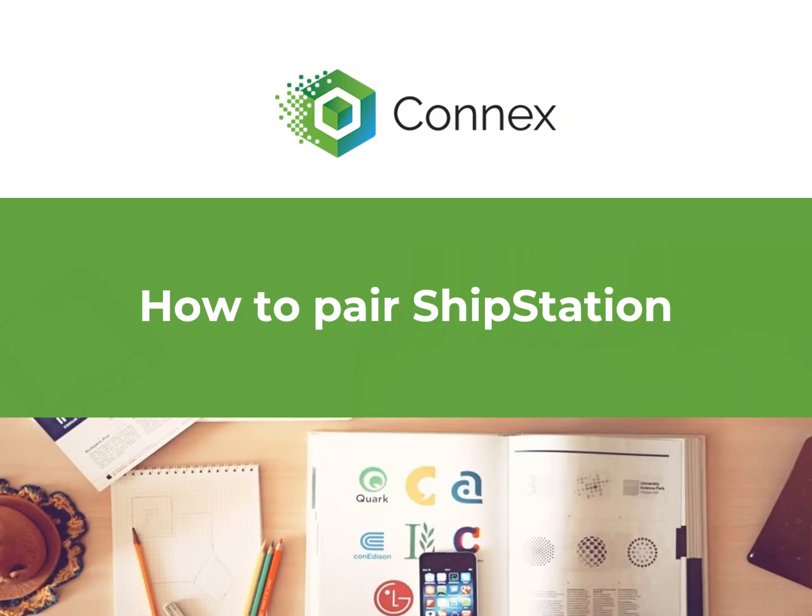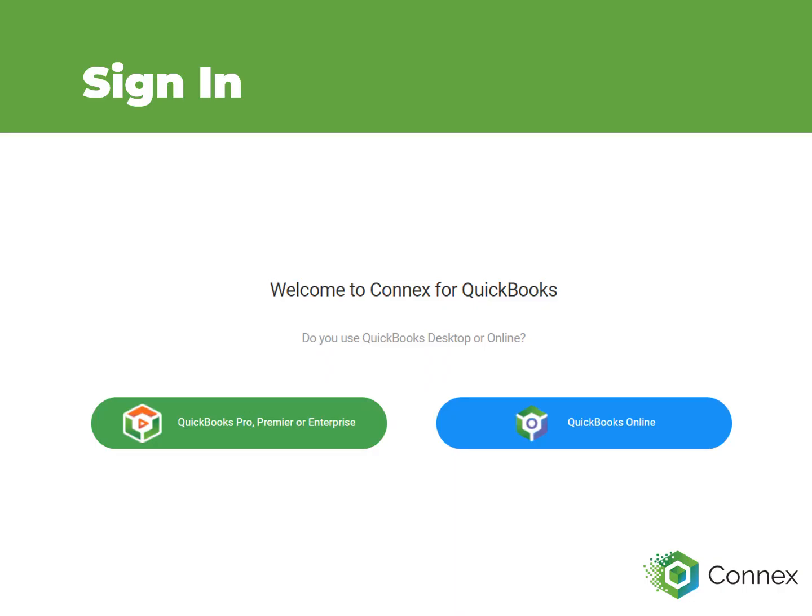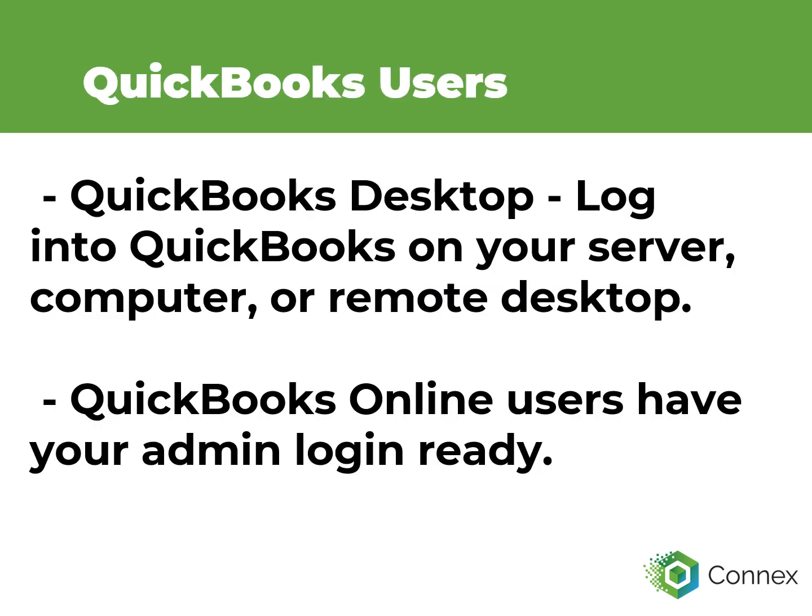Let's discuss pairing ShipStation. Your first step is to sign into Connex for QuickBooks. If you use Connex for QuickBooks Desktop, so the QuickBooks Pro, Premier, Enterprise editions, click the QuickBooks Pro Premier Enterprise button on the left. If you use QuickBooks Online, click the button on the right-hand side. If you're a QuickBooks Desktop user, log into QuickBooks on your server or your local machine and sign in as the administrator. If you're a QuickBooks Online user, have your QuickBooks admin login ready.